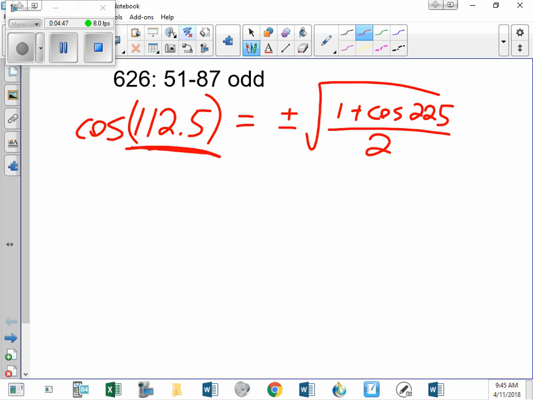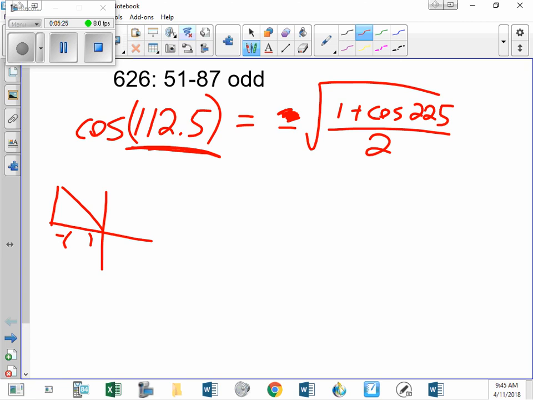Where is 112.5? It's in quadrant 2. And in quadrant 2, the cosine is negative. For the cosine, I don't need to worry about the double angle. The cosine problems are easier than the sine problems, and you'll see why in just a minute. But my answer has to be negative. So I go up here and I choose the negative.